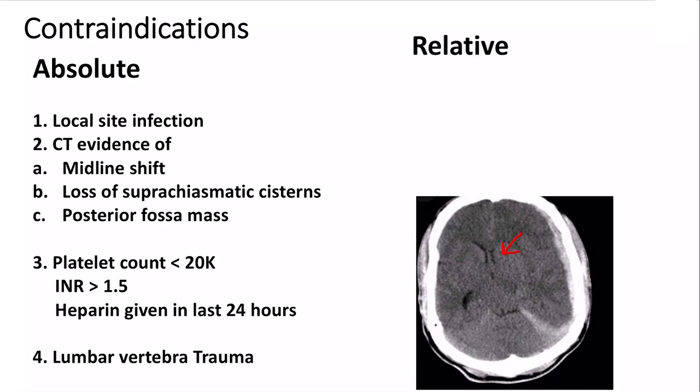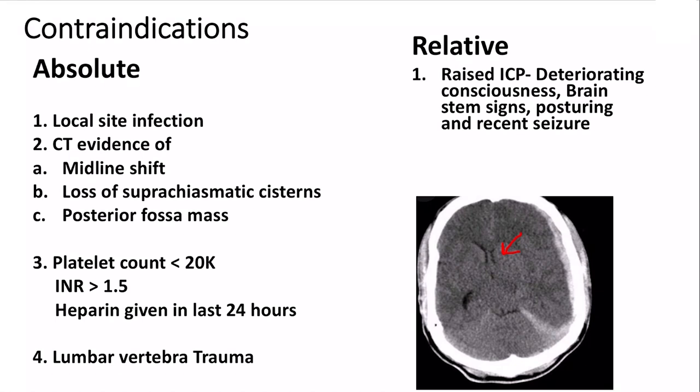Compare this with relative contraindications now. First would be raised ICP. How would I pick it up? They would be deteriorating consciousness in a patient. They can be development of posturing, brainstem signs in the form of pupillary signs or recent onset seizures.